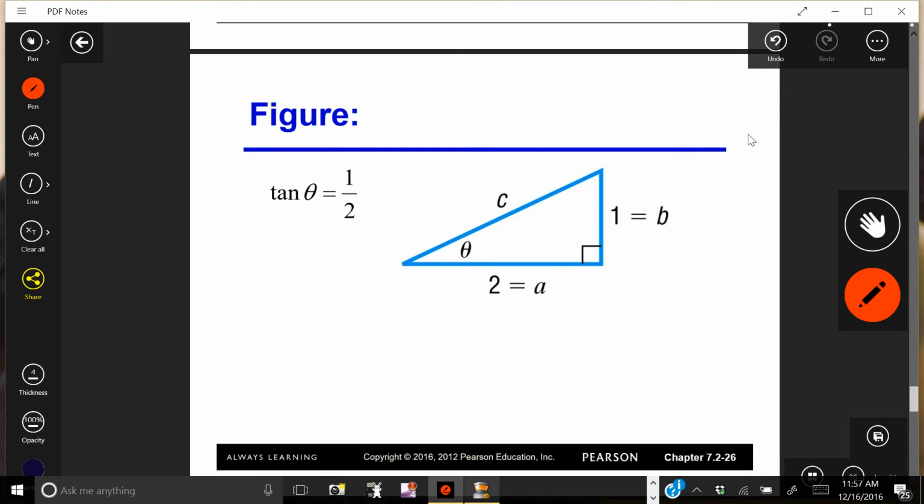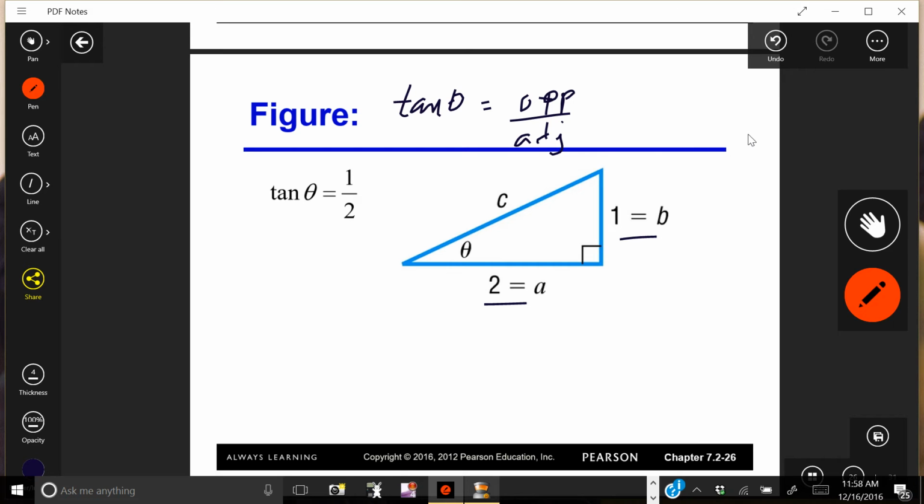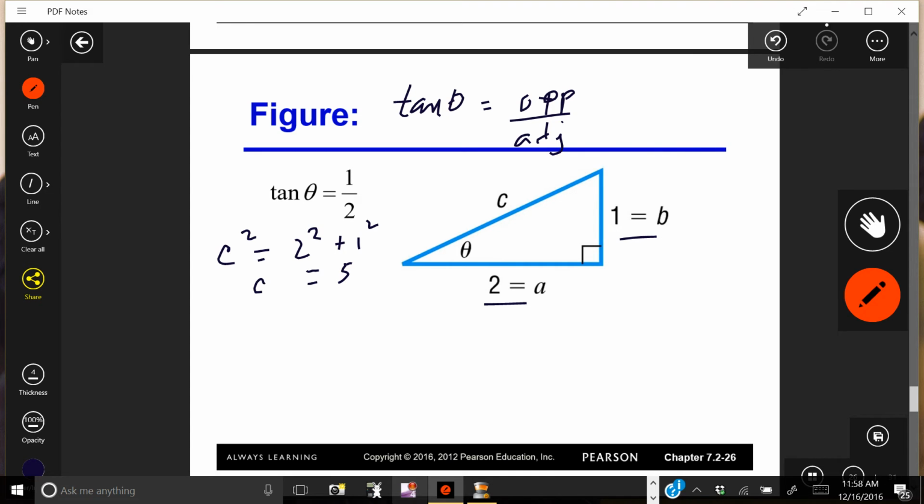Let's just do one other one, and we'll do just a little bit of this one. Here we're given the tangent of theta is 1/2. So because the tangent is opposite over the adjacent, we can write that the opposite is 1, and the adjacent is 2. Now writing c squared is equal to 2 squared plus 1 squared, we get that c squared is equal to 5, and c equals the square root of 5.